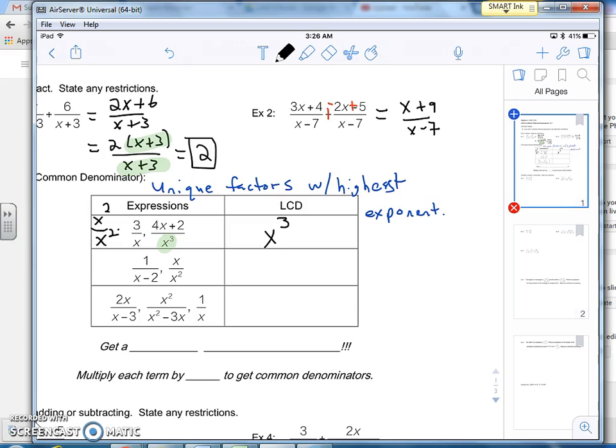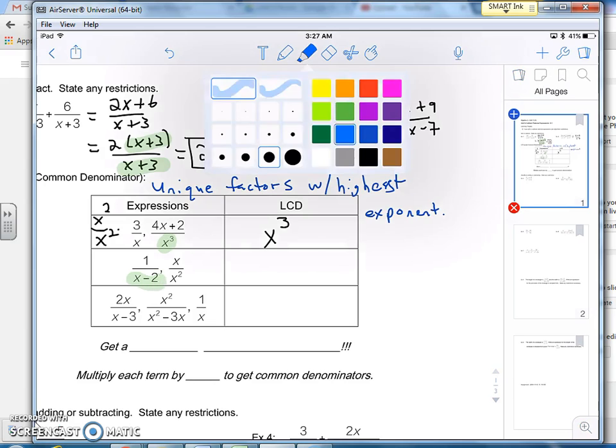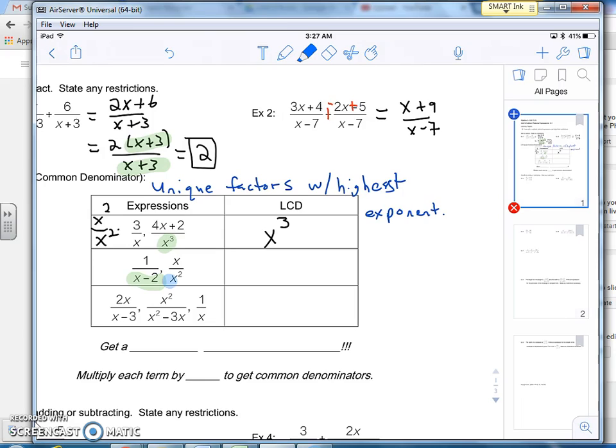If we look at the second example, we have one factor of x minus 2, and we have one factor that is just x, with the highest power of that x in the denominator. The highest power in the denominator is squared. So the unique factors are x and x minus 2, the unique factors of the denominator, and the highest power of the x factor is x squared.